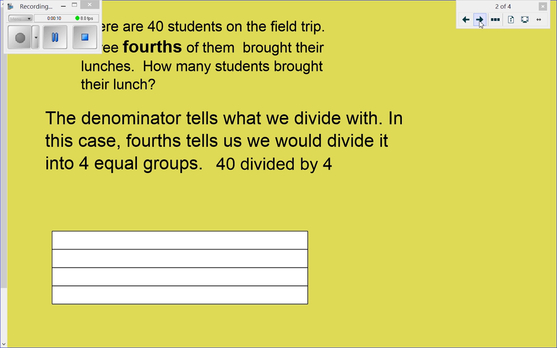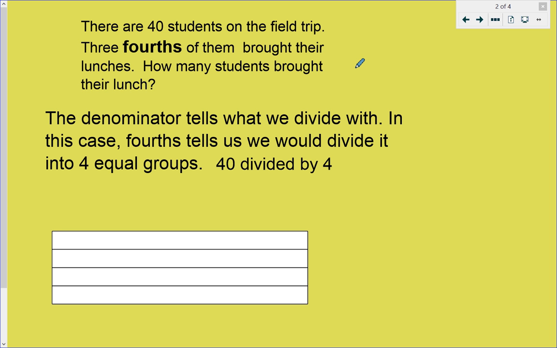All right. So first of all, we are looking at different types of word problems that are dealing with division. So let's see this first one. There are 40 students on the field trip. 3/4 of them brought their lunches. How many students brought their lunch?